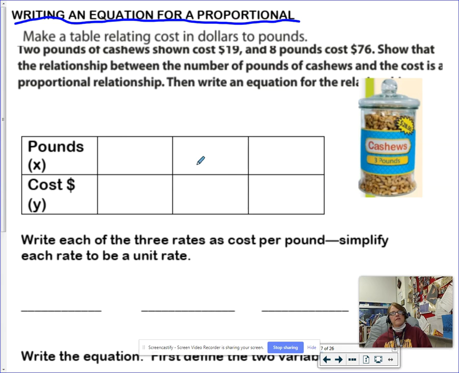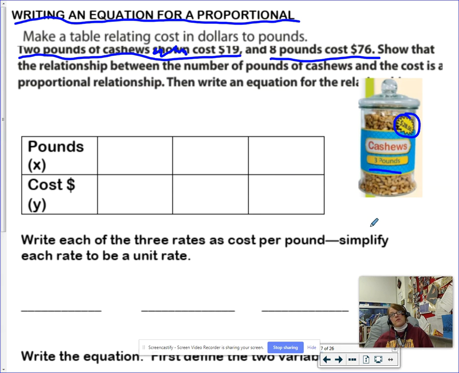Giant thing of cashews, all right? And it says, now 2 pounds of cashews cost $19. And it's kind of deceiving that they say shown, because really, if you take a look at this picture, this says 3 pounds, and if you can read that label, $28.50. And then they give us this information, 8 pounds costs $76. Holy cow. So that first sentence gives us 2 relationships or 2 situations that we've got to calculate.